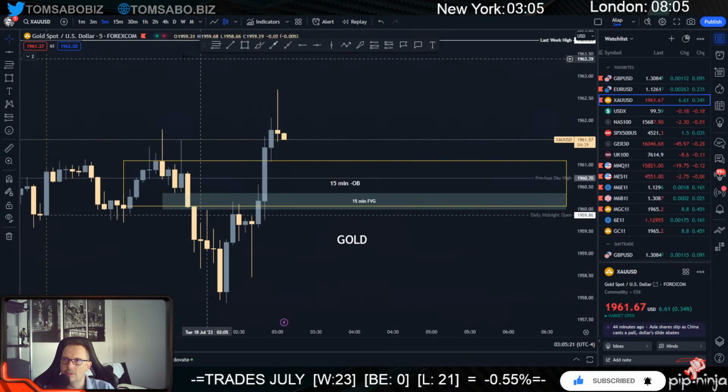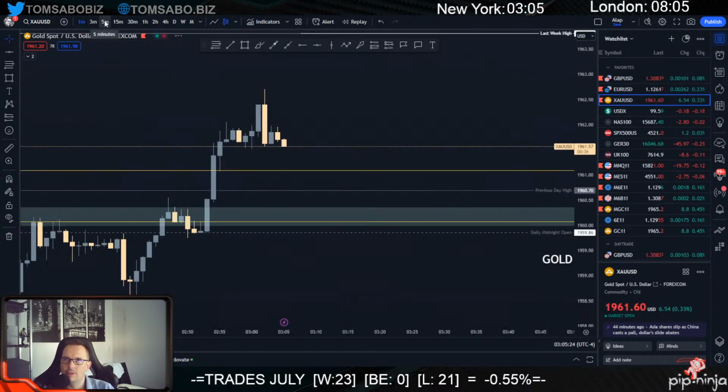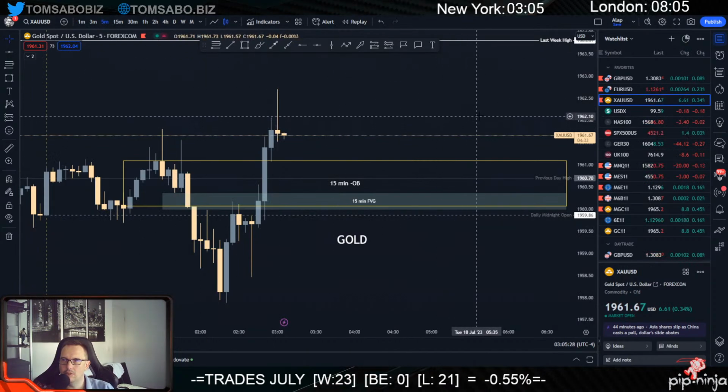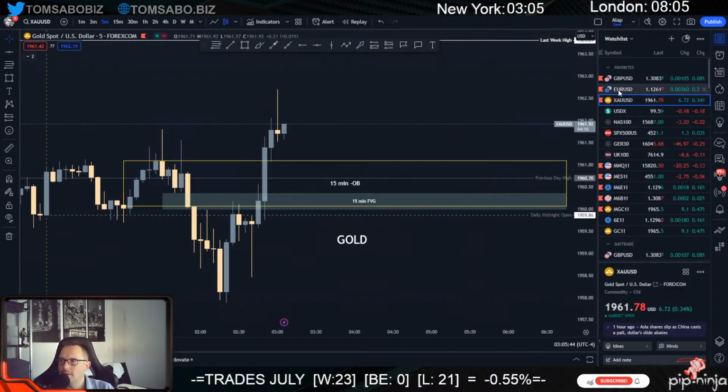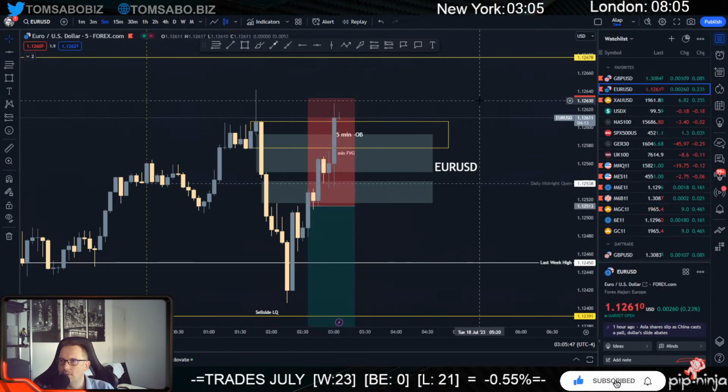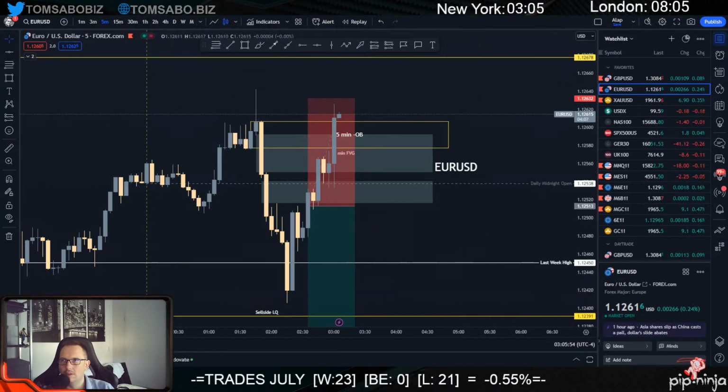Let's look at gold. What's it doing? Look at gold on the 1 minute chart. Quite interesting. Still in the euro trade, but although I don't think I'll be there for long. Yeah, it's gonna take me out. Yeah, it took me out.